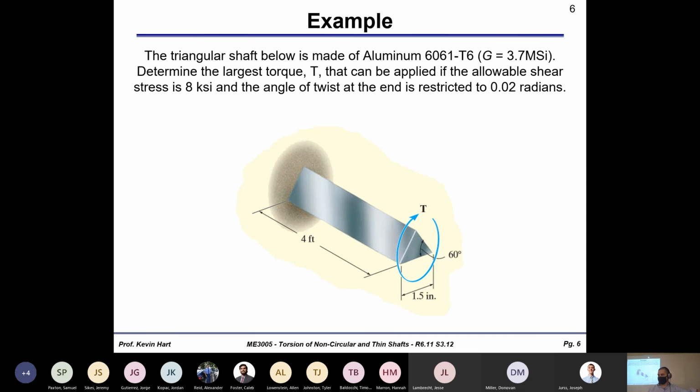And we want to determine the largest torque that can be applied if we have some maximum allowable shear stress and some maximum rotation angle that we can allow. So we're going to check both of these things and see which torque would run into a problem first, whether we have a problem with the maximum angle of twist or the maximum shear stress first, and which torque would get us to that location. So I'll give you a second here, and then we'll work through it.